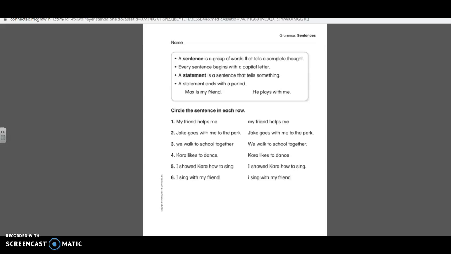A statement is a sentence that tells something. Okay, so if you're just telling me my dog's hair is black, okay? If you're telling someone something, it'll end in a period, okay? A statement ends with a period. Max is my friend. You are telling him that Max is your friend. He plays with you, okay? Those will end in a period, all right?